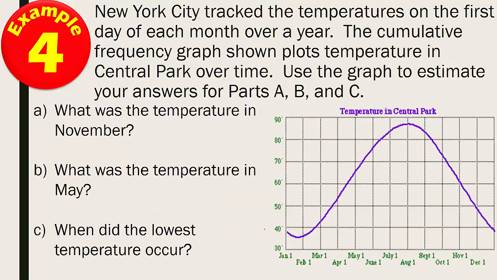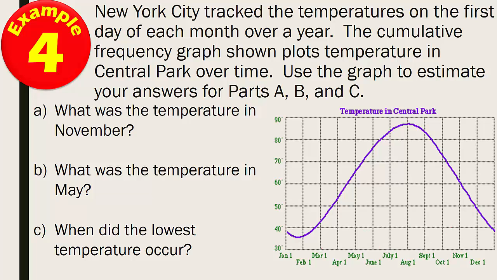All right, fourth example. New York City tracked the temperatures on the first day of each month over a year. The cumulative frequency graph plots temperatures in Central Park over time. We want to use the graph to estimate your answers for A, B, and C. So what was the temperature in November?